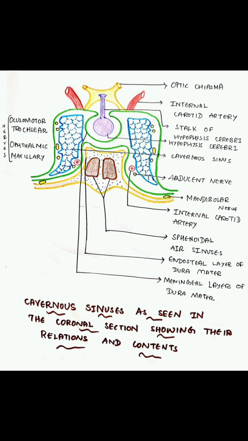So, the structures present in the lateral wall of the sinus are, as I told you, 4 nerves, right? They are the oculomotor, trochlear, ophthalmic, and maxillary nerves. The internal carotid artery and abducent nerve pass through the cavernous sinus.